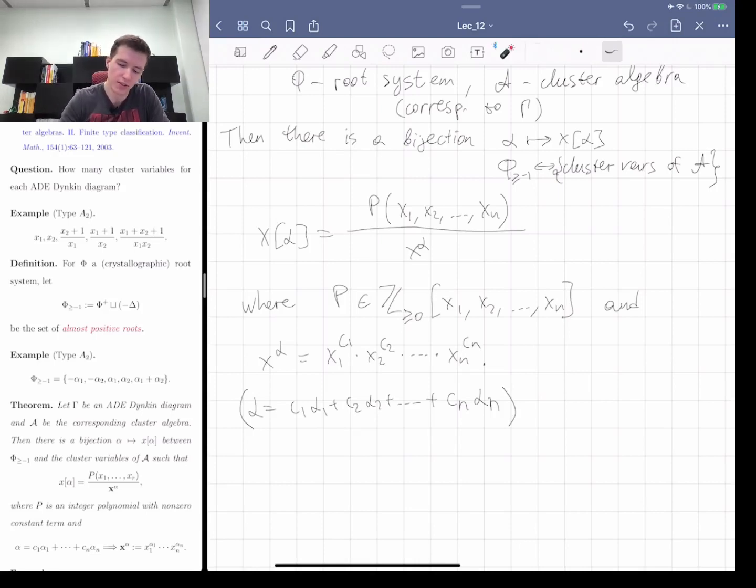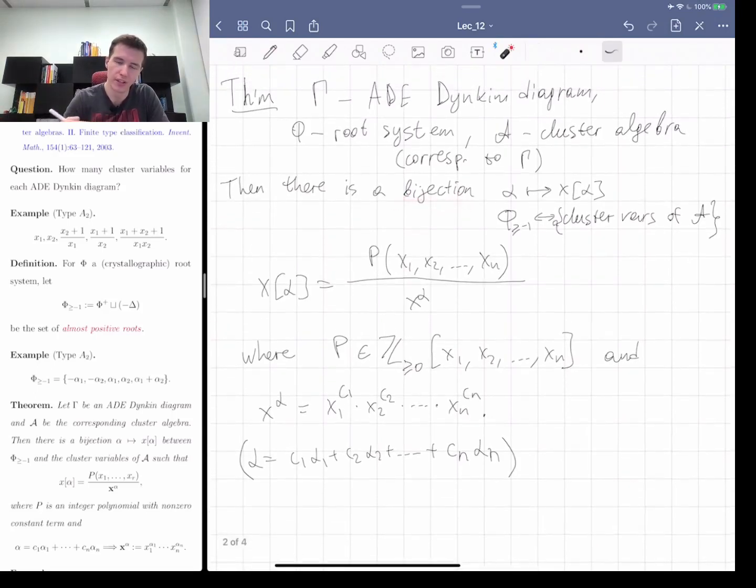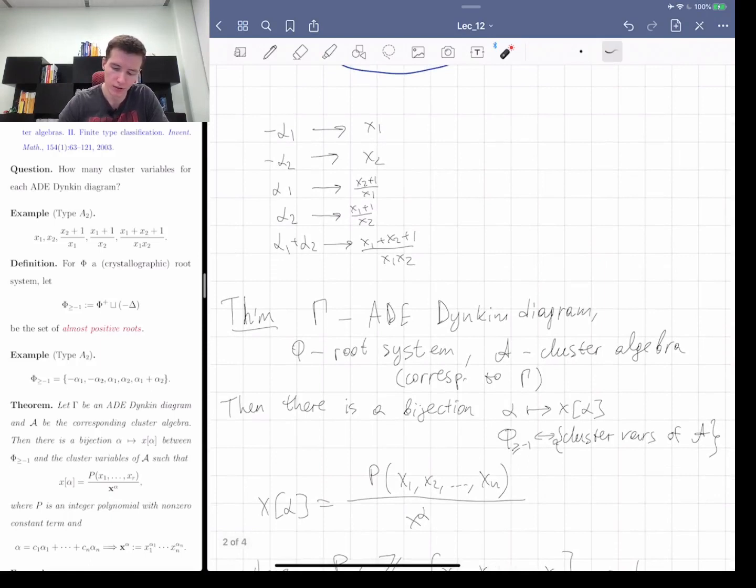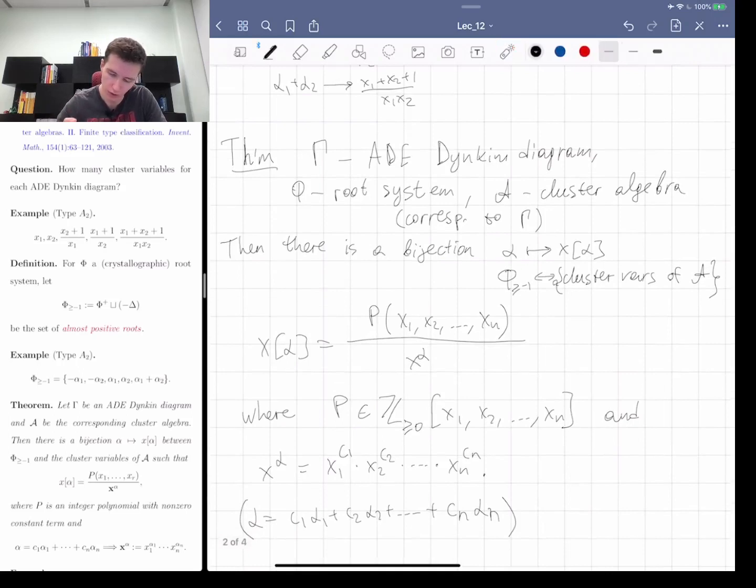I guess I'm saying that it's easier to define this bijection in the opposite direction. Whenever you find a cluster variable, you just look at the denominator, and then that's going to be a root in your root system, an almost positive root. Just like in this bijection here, I look at this guy, it has denominator x1 x2. Wait, okay, sorry, I have to add one more thing. So p is not just a polynomial, it's a polynomial with non-zero constant term.